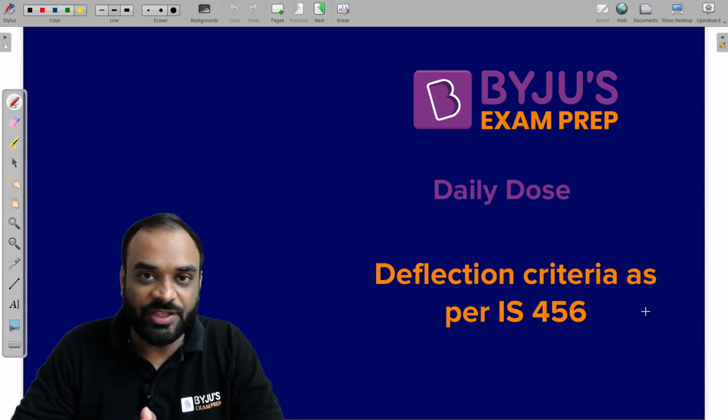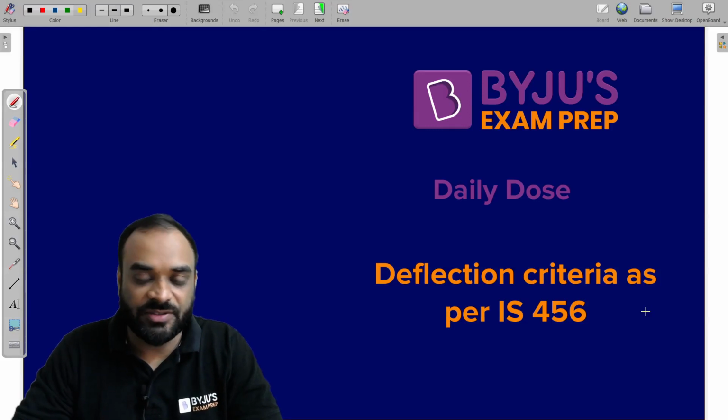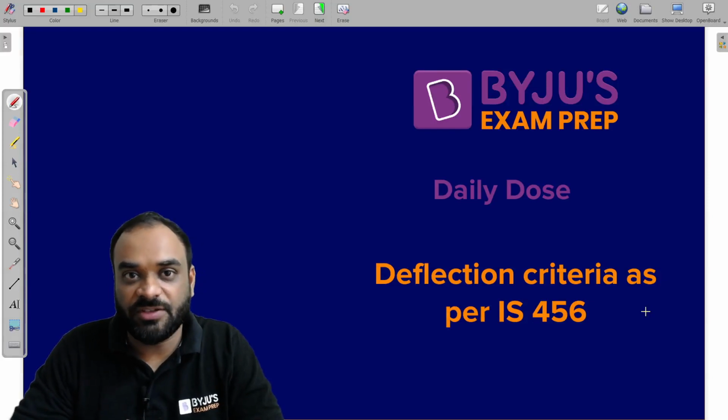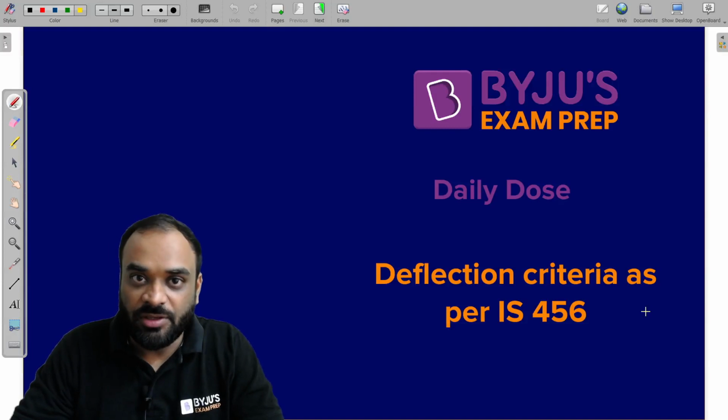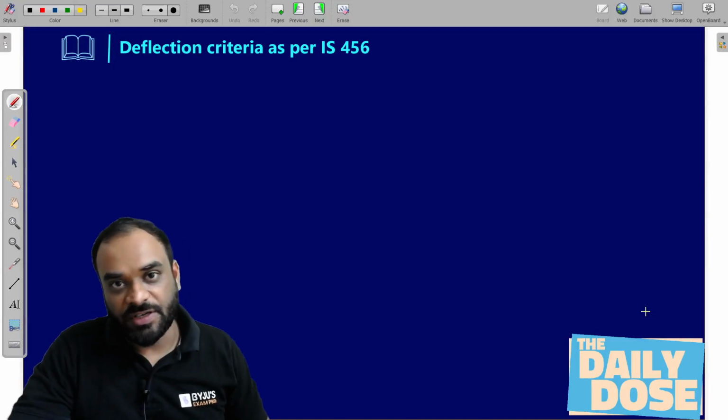So in this particular daily dose, we will discuss the deflection criteria recommended by IS 456. You know that while assuming the value of effective depth in our beam, we need to take care of the deflection also. As per IS 456, you need to satisfy the deflection criteria, then only that particular depth can be suitable for the beam. So this criteria we will discuss in detail, guys. Let us understand what it is exactly.